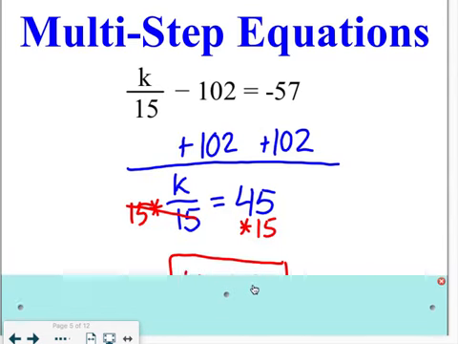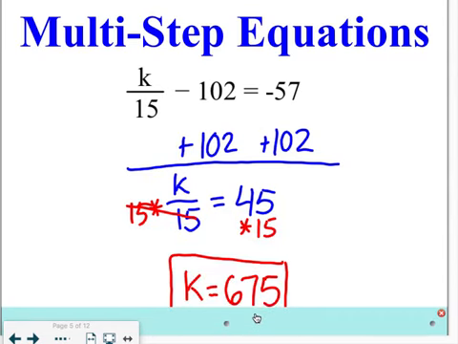First, you should have been adding the 102 to get rid of the subtraction. Then you should have been multiplying by 15 to get rid of the division, giving you a final answer of 675. If you have questions about that, please let me know when you get to class.